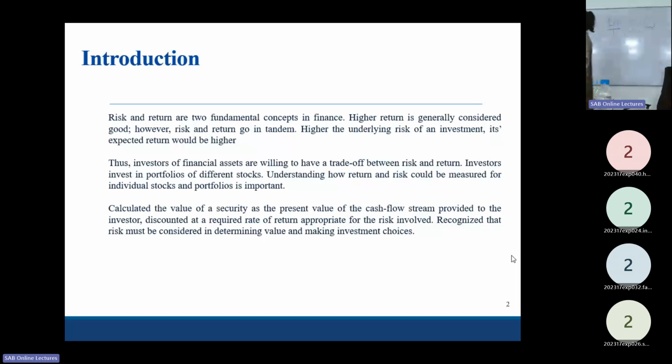Before going to that, we can read this introduction. Silently, please read this.